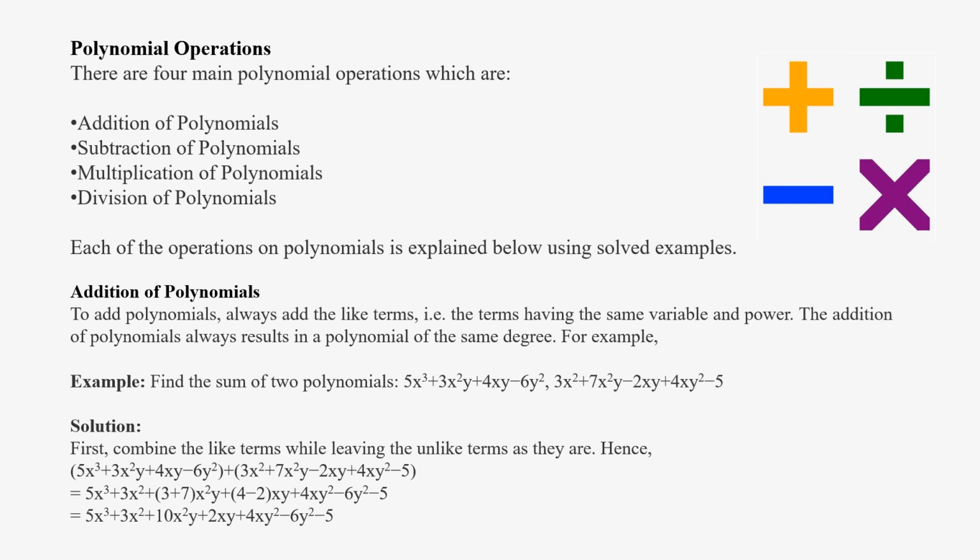So 5x cube plus 3x square plus 10x square y plus 2xy plus 4x square xy square minus xy square minus 5. So this is what we have. Okay, xy is also common from the previous one, because there are two terms given, 4xy minus 2xy. So 4 minus 2, and xy is common. So we have 2xy. Okay, simple.